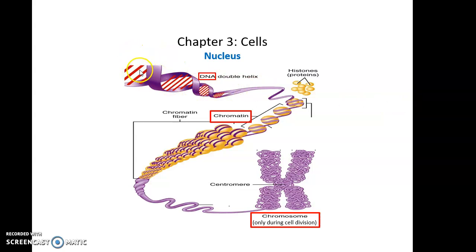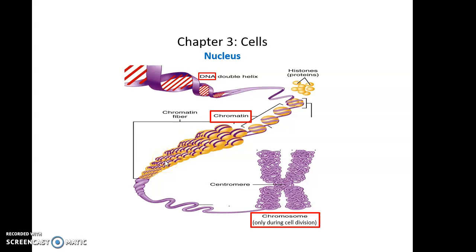So, for instance, here is the DNA double helix. As I said, it is bound up with proteins, histone proteins. It coils around them and is packaged into the chromatin, which allows the DNA to be accessible as well as properly organized so it doesn't get tangled up into a knot.